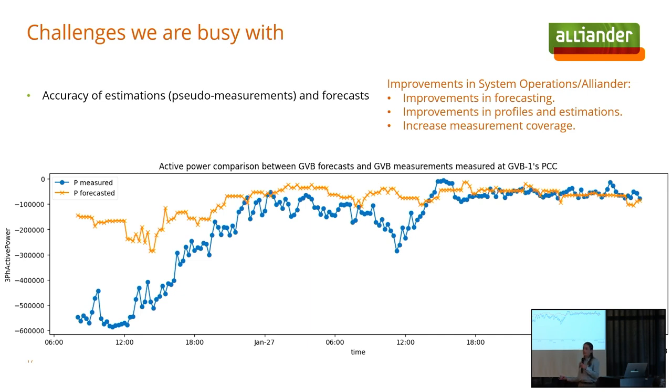the estimations that we have for different profiles, and also increasing the measurement coverage in our network. So we are trying to identify in which locations in the network we should place measurements in such a way that our uncertainty is reduced the most.